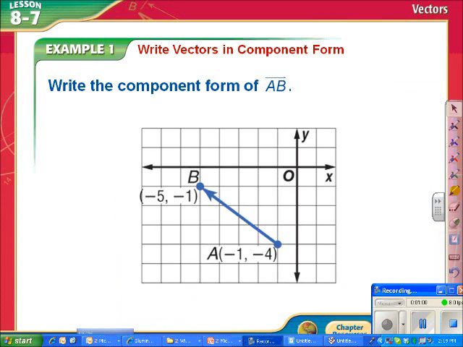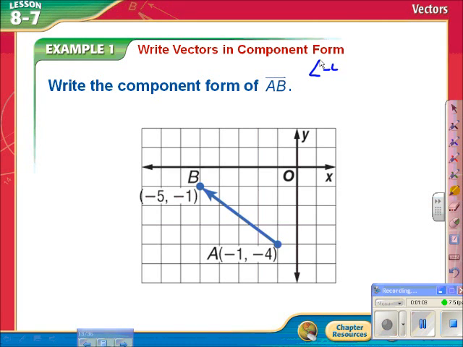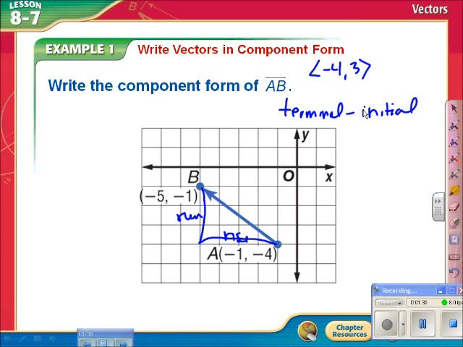So the question is, how do I get the answer ⟨-4, 3⟩ without having to do a graph? Well, that -4, 3 actually came from the rise and the run of the vector. It's like doing slope. The only difference is the order you subtract matters. You have to do terminal point minus initial point. And instead of writing it as a ratio with y's over x's, you write it as run, comma, rise. And that would be your component form.